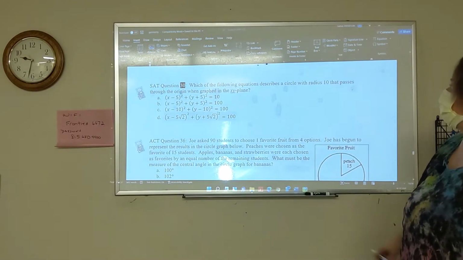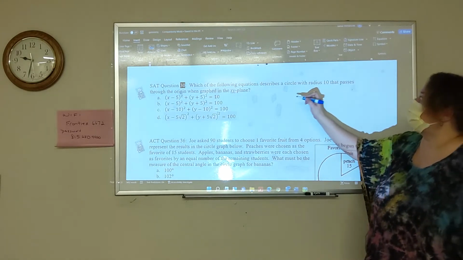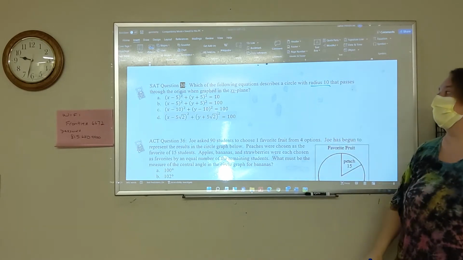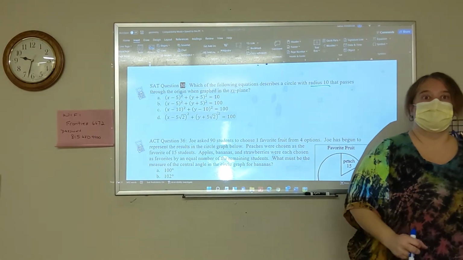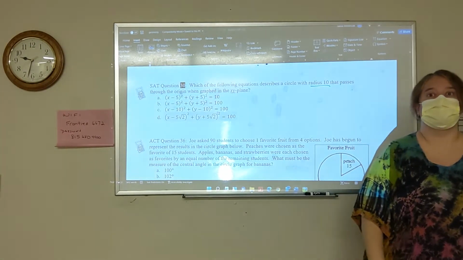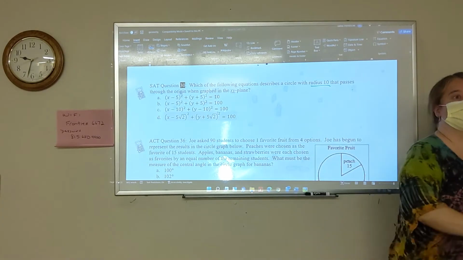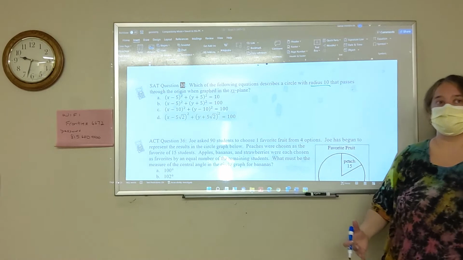Which of the following equations describes a circle with radius 10 that passes through the origin and graphed on the xy plane? Well, let's start with that radius of 10. If the radius is 10, what should the right side of my equations be? Oh, you guys are quiet this morning. If the radius is 10, what should the right side be? Like pulling teeth.